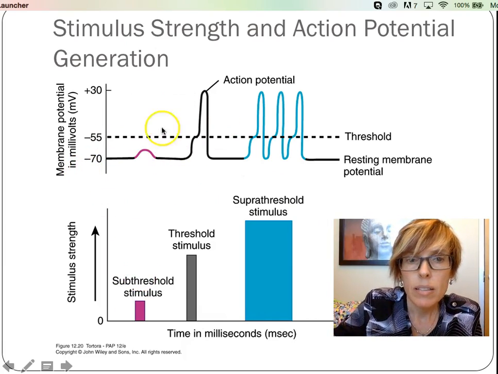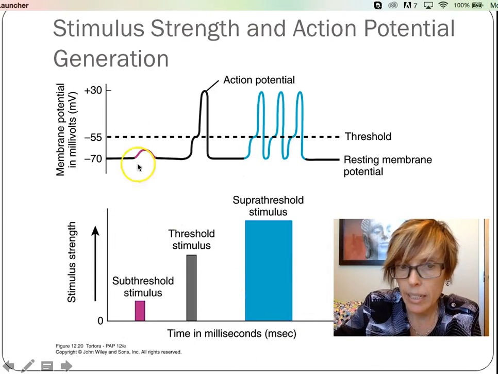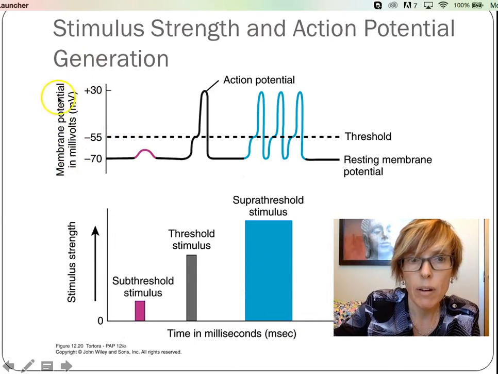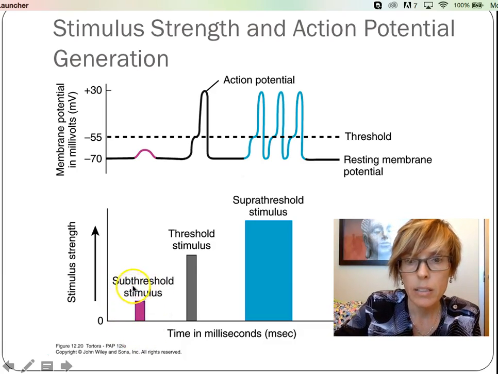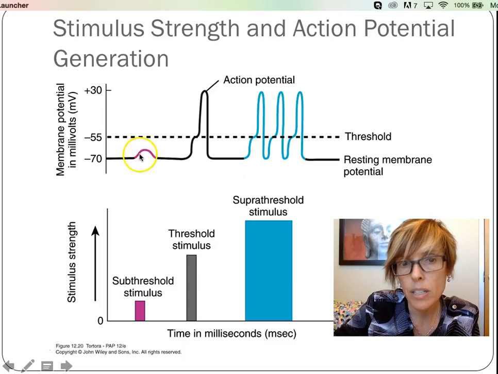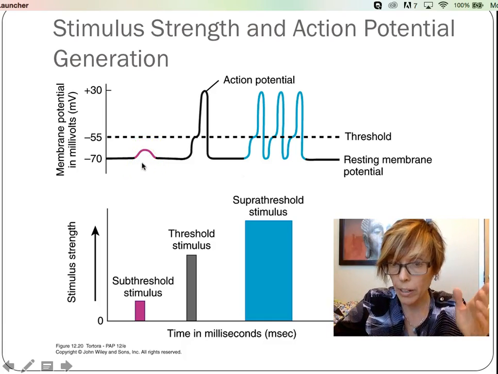So the top graph here and this bottom graph line up. On the top graph, what we're seeing is the membrane potential in millivolts. Just as we expect, our cell is kind of chugging along at negative 70 millivolts. And then down here in this bottom graph, it's showing the strength of the stimulus. So here in this little magenta colored one, the stimulus is subthreshold. We see it does cause some depolarization, but not enough to reach threshold, not enough to cause those sodium channels to blow wide open.